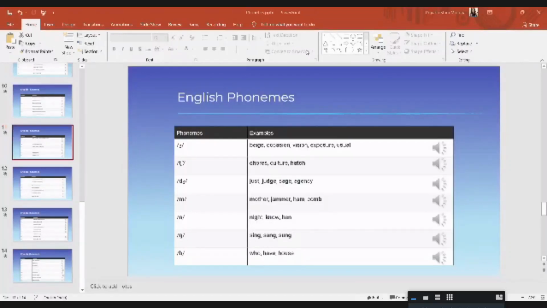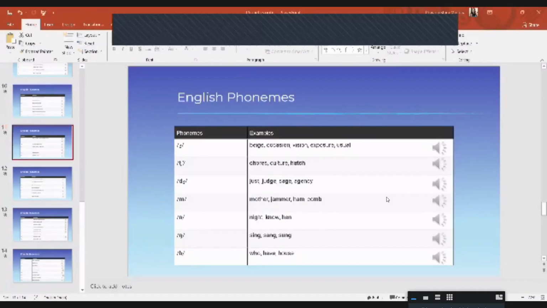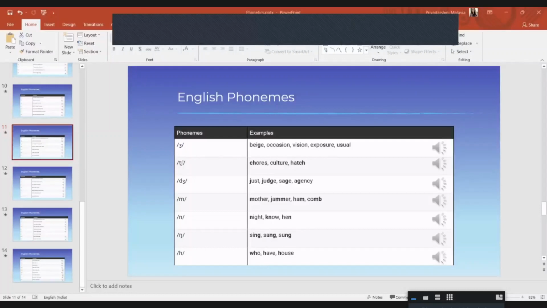All right, let's start with that. Otherwise, we'll run out of time again. Okay, so now we'll start the third one in this slide. This is the phoneme j. So: just, judge, sage, and agency.